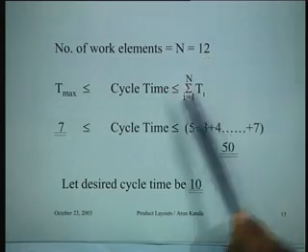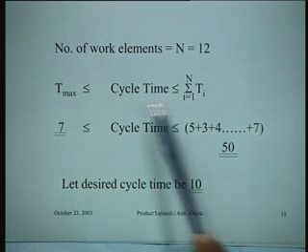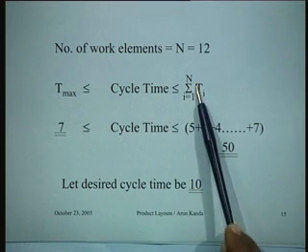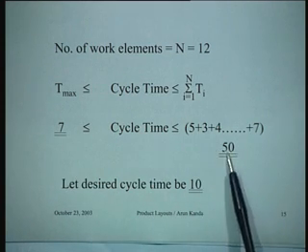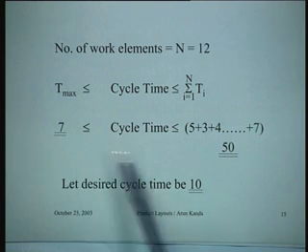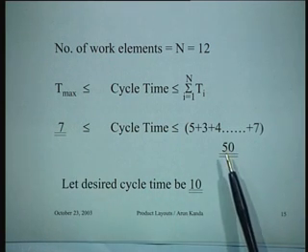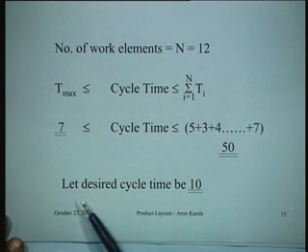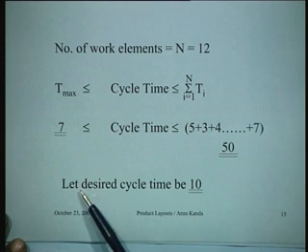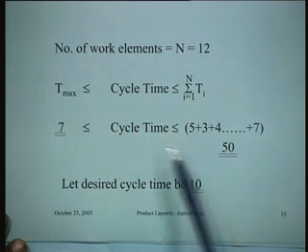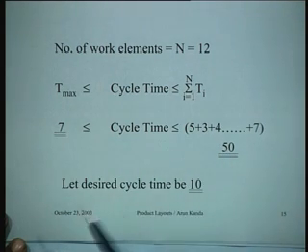So in this particular example, the number of work elements is 12. The cycle time will lie between T max and the summation of Ti, i equal to 1 to n. So 7 is the bottleneck operation, the operation which takes the longest time, and the cycle time will therefore lie between 7 and 50. So this is important to find out. Now you talk about a desired cycle time. The desired cycle time must be somewhere between these two limits.